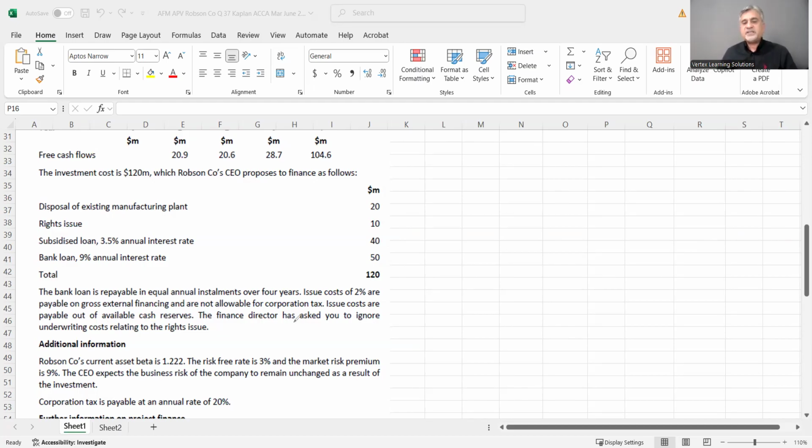Third one, the finance director has asked you to ignore underwriting cost relating to the rights issue. So he says that this is the rights issue and it has some cost, so 2% is my cost on external financing. Okay.